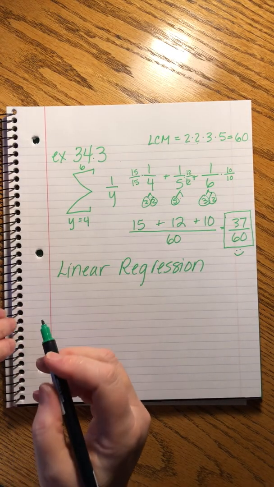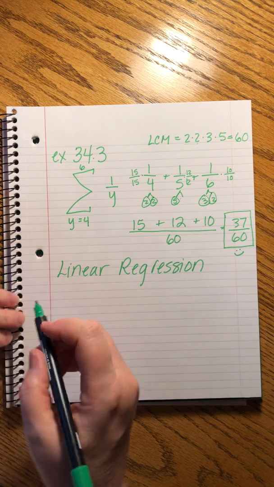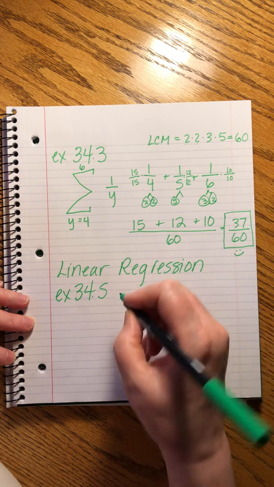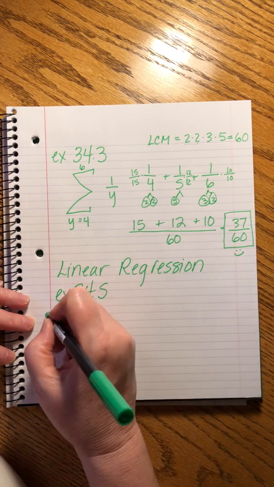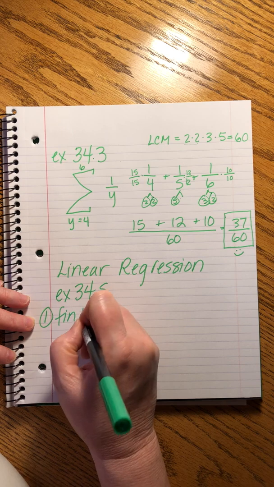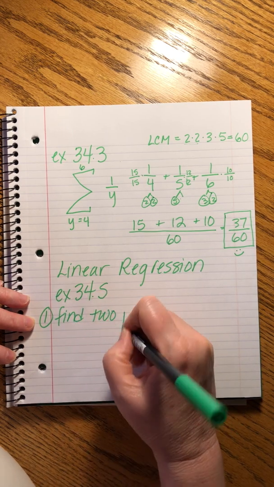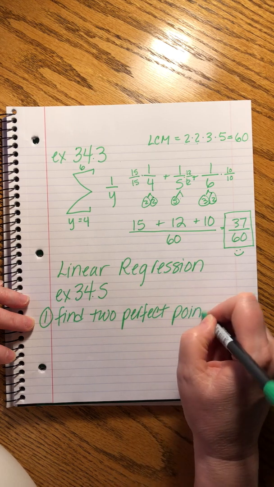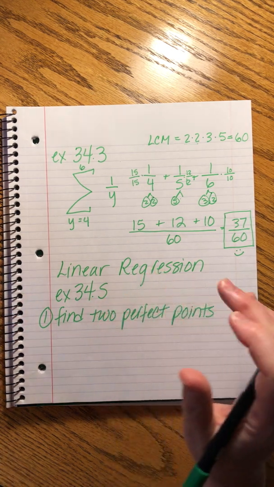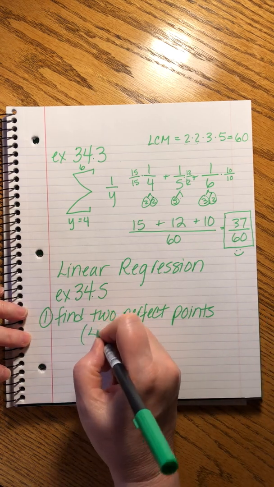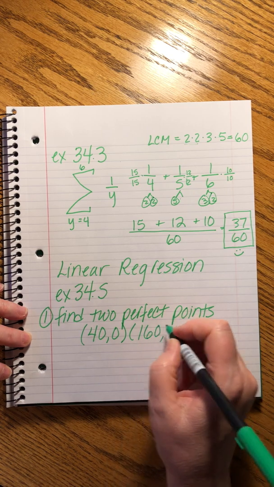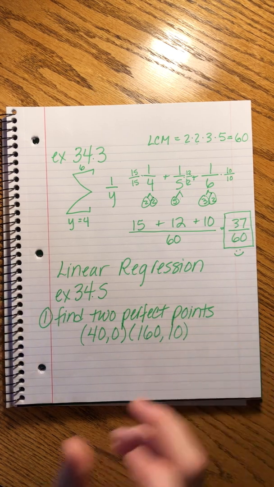So let me just remind you how we do that. This is example 34.5. It is getting dark so early, right? So the first step is find 2 points. And I'm going to write 2 perfect points. And by that I mean we want them to hit the corners of the graph paper, so to speak, right? And we found 40, 0, and what was it, 160, 10, I believe. Right? I showed them to you.